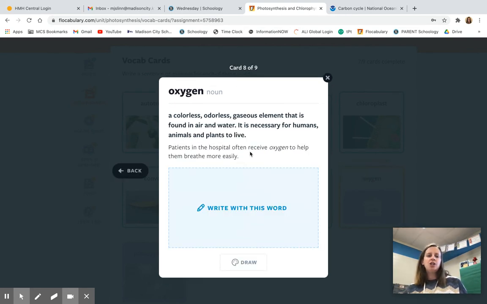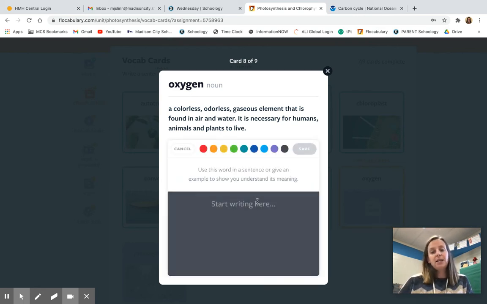Okay, oxygen is a colorless, odorless, gaseous, meaning in the form of gas, element that is found in air and water. It's necessary for humans, animals, and plants to live. And here's an example sentence for you. Patients in the hospital often receive oxygen to help them breathe more easily. Now, when we are learning about oxygen in this unit, we're talking about how the plant produces oxygen as waste because plants don't need the oxygen.